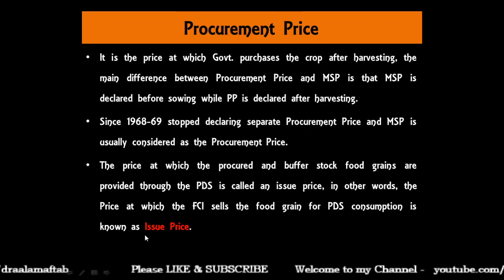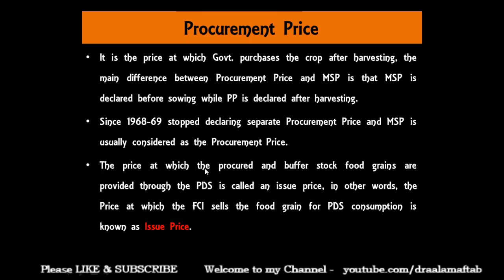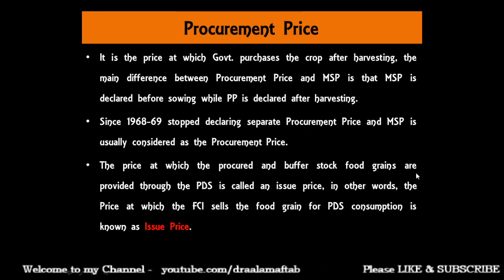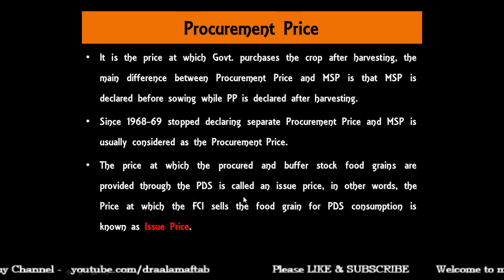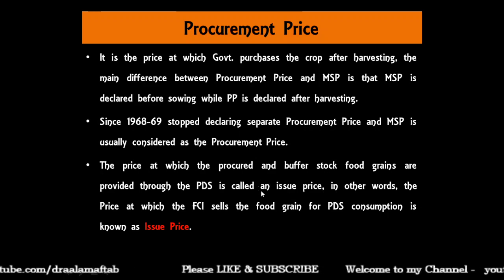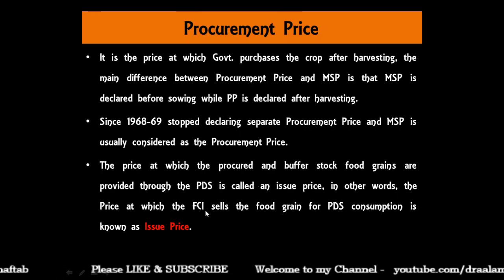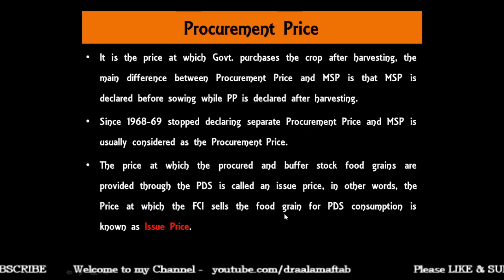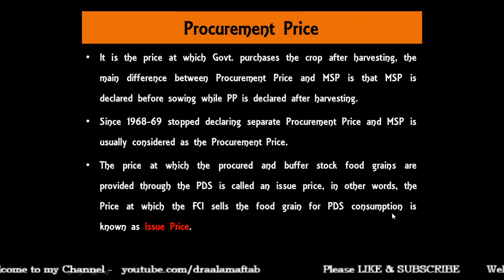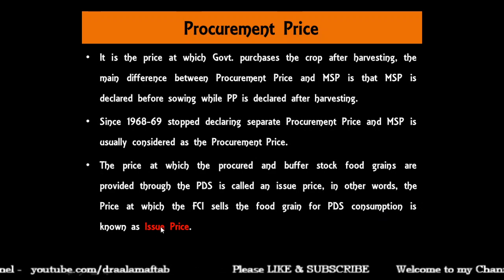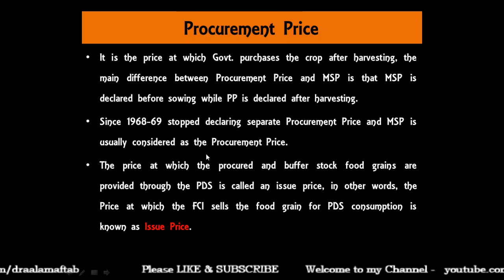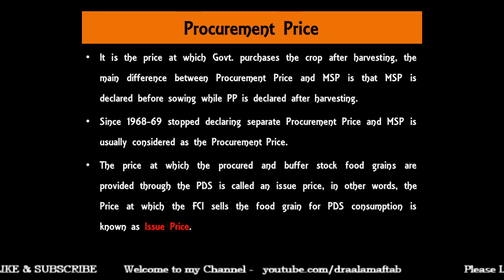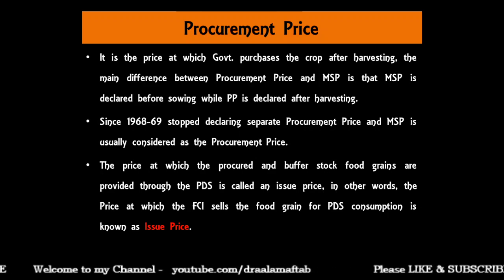And there is one more price called issue price. The price at which procured and buffer stock food grains are provided through PDS is called an issue price. In other words, you can say the price at which FCI, that is Food Corporation of India, sells the food grain for PDS consumption is known as issue price. So we have MSP, procurement price and issue price as three concept prices.